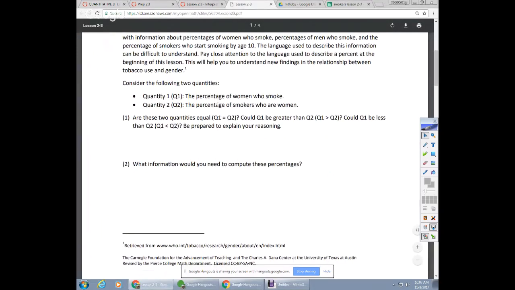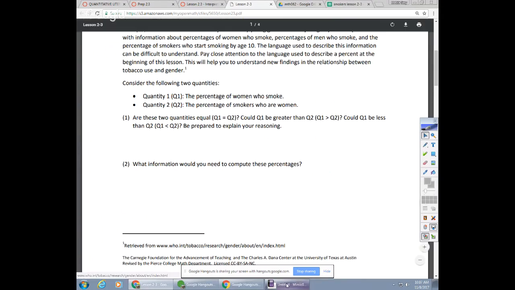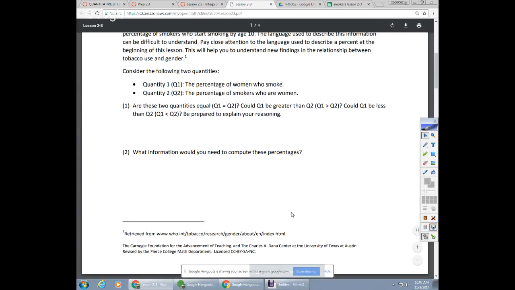These statements here. So we're trying to determine if there's a difference between the statements: the percentage of women who smoke and the percentage of smokers who are women. At first, they don't seem too much different, but let's figure it out. So we then get to work on the second page.